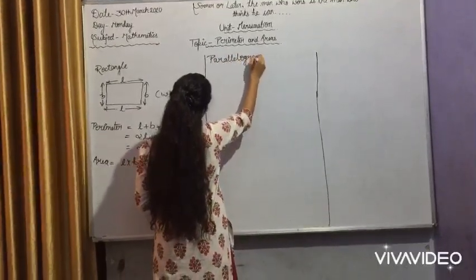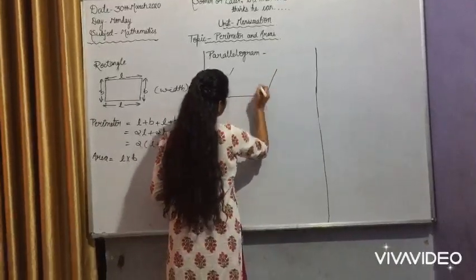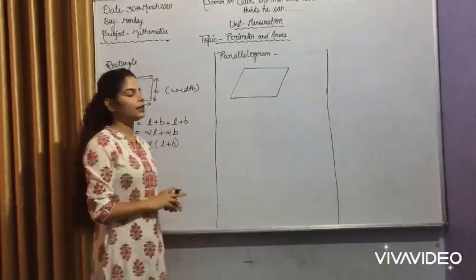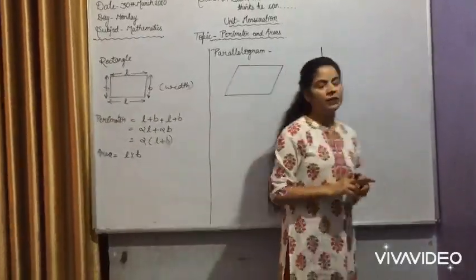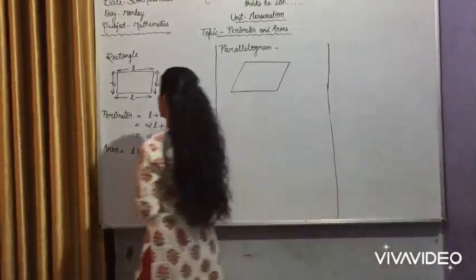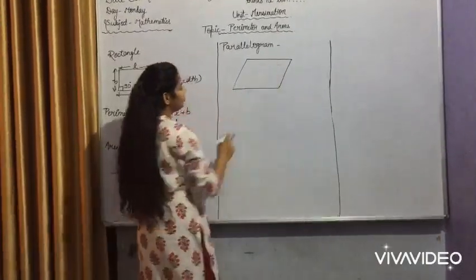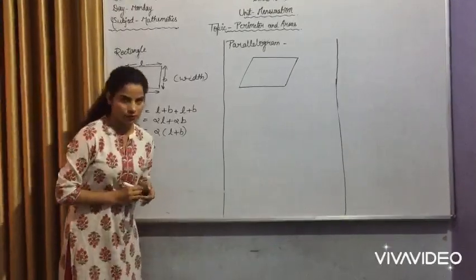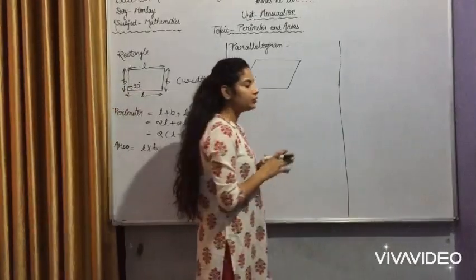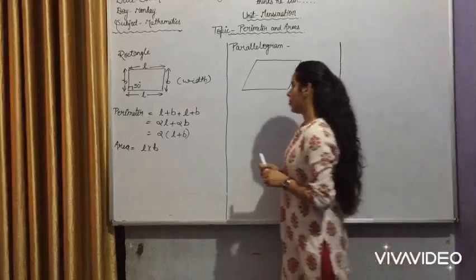Now, what is a parallelogram? Parallelogram is also a four-sided closed figure whose pairs of opposite sides are equal, but the interior angles are not of 90 degrees. In rectangle, each interior angle is 90 degrees, but the condition is not true for parallelogram. Every rectangle and square is a parallelogram, though, but it is not necessary that the angles are 90 degrees.